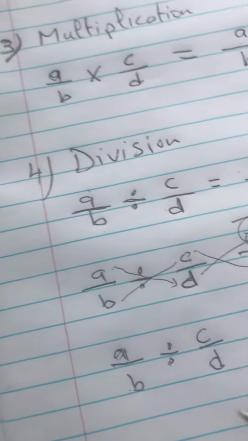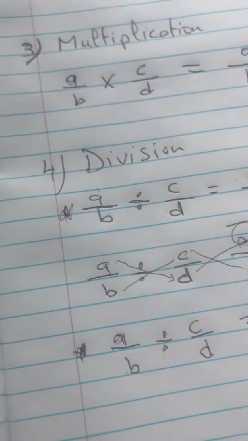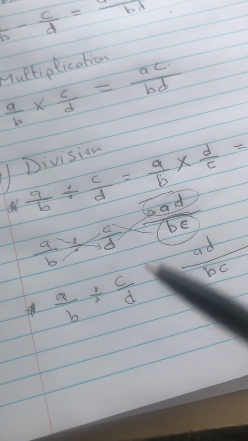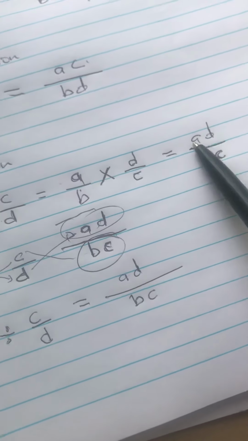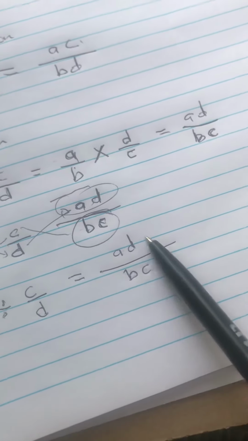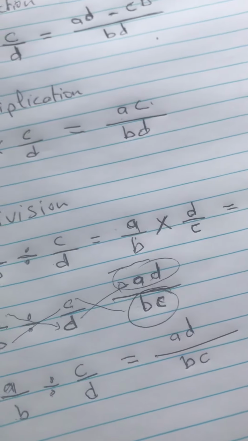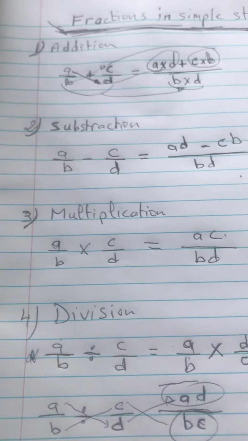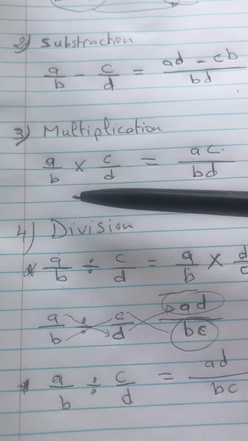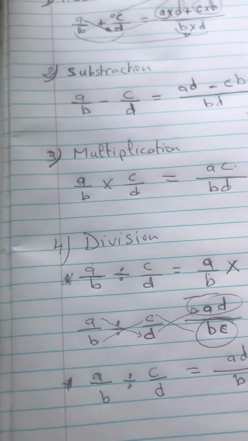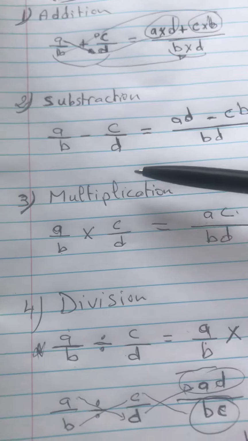If you look at the two methods, this method and this method here, we end up with exactly the same fractions. We end up with the same answer. I believe this is much clearer. So among the four, addition, subtraction, multiplication, division, to make it easy for you, learn multiplication first. Remember, it was easy to remember.